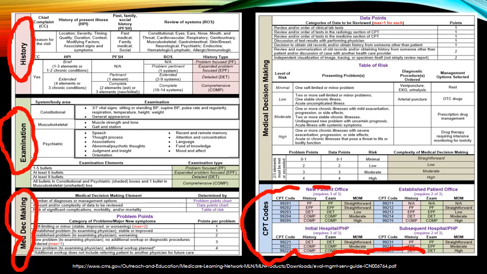So if I want to bill a 99204, for instance, for the history portion, I have to be at a comprehensive status. Comprehensive status in the history portion right here says I have to have 4 elements from the HPI. Here's your HPI right here at the top. I have to have 2 or 3 elements on a new patient of the PFSH, which is here.